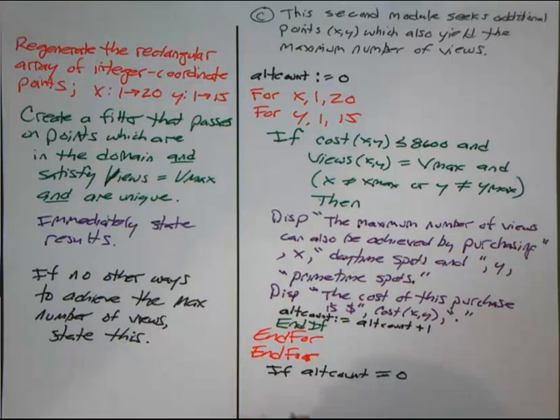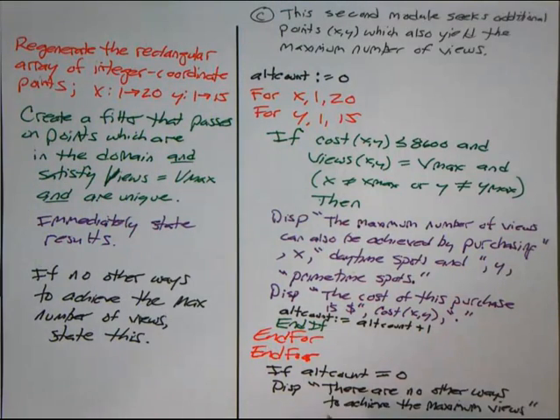Okay, in this simple structure here, just an if statement alone, if this condition is met, meaning we found nothing, it will execute this next command. So we could then have a display and record that there are no other ways to achieve this maximum value. Like that there. Display, all text, there are no other ways to achieve the maximum views. And then that would be the end of the program.